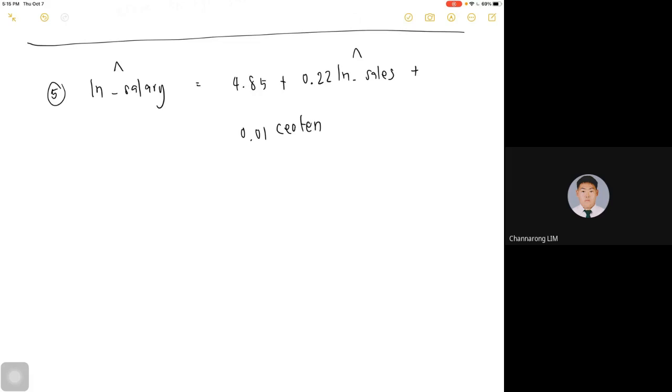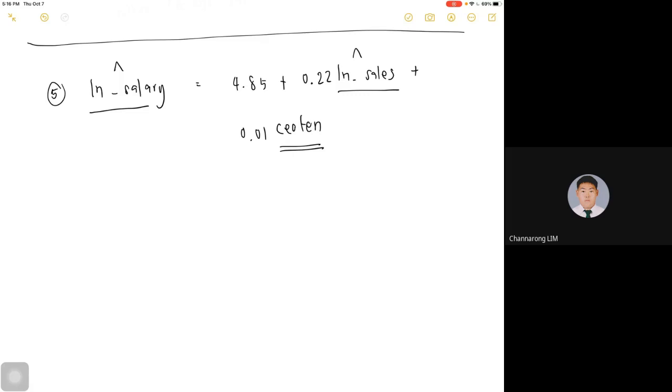And from this equation, you can notice that if you would like to take natural log in your model, you don't have to take it for every variable. You can just take it for some variables that you would like to transform into natural log form. For example, in this case, you just take salary and sales and keep CEO tenure in the original form.